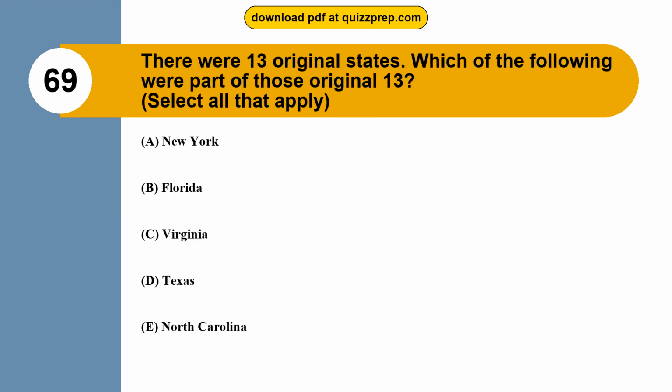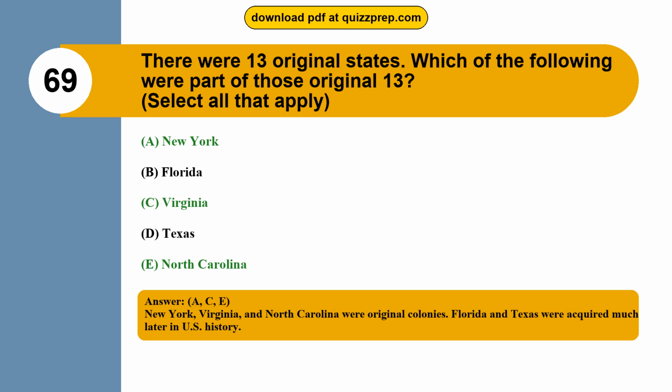Question 69. There were 13 original states. Which of the following were part of those original 13? Option A. New York. Option B. Florida. Option C. Virginia. Option D. Texas. Option E. North Carolina. The correct answers are options A and C and E. New York, Virginia, North Carolina. New York, Virginia, and North Carolina were original colonies. Florida and Texas were acquired much later in U.S. history.